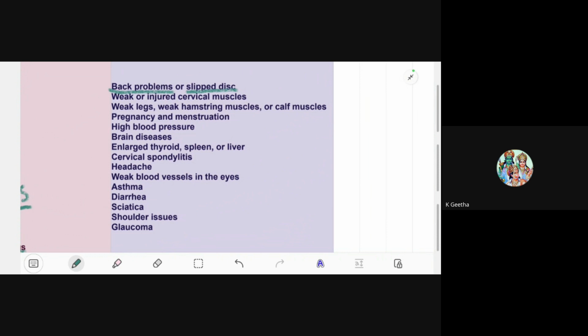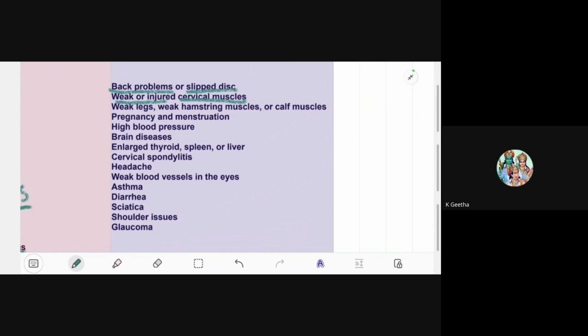Weak or injured cervical muscles. Weak means you are suffering every two or three days, saying, oh, my cervical is paining, or the complaints are there once or twice a month that my cervical region is paining.